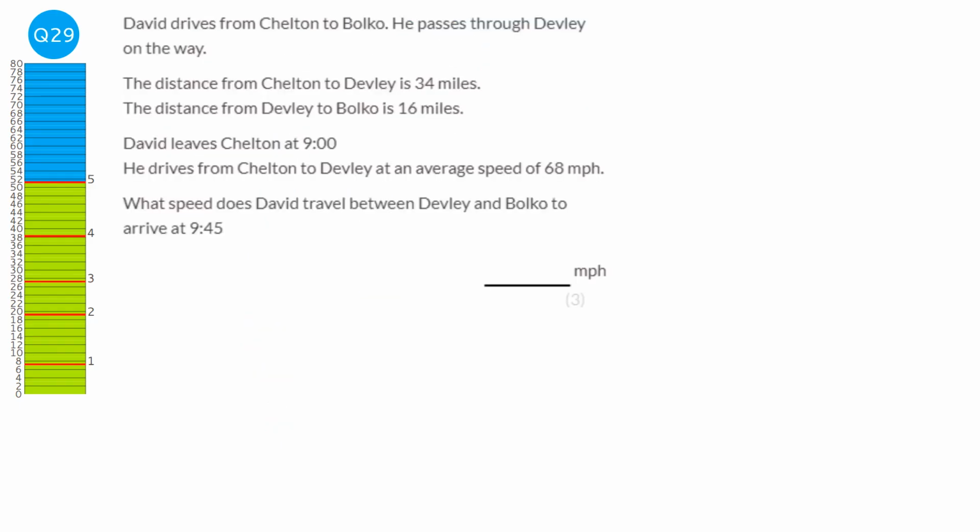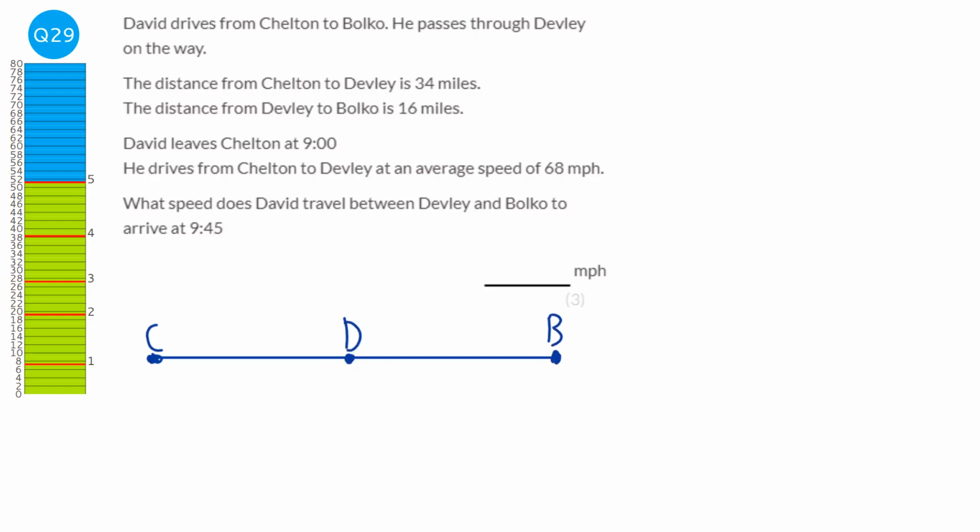There's an awful lot going on in this question. Whenever there's an awful lot going on, it's always best to draw a diagram. So we're going to start off at Chelton, which is a C. Then we go to Bolko, that's where we're going. And we go through Devley on the way. So we'll do D there.